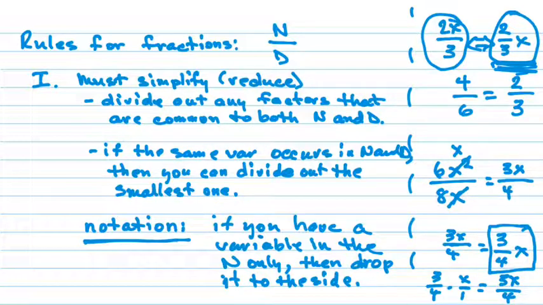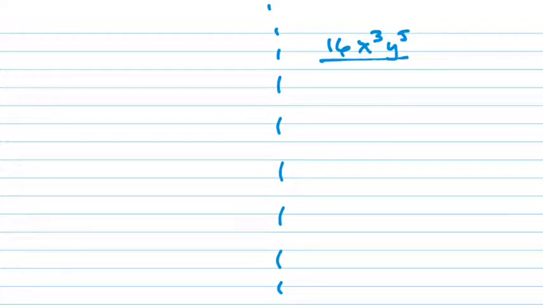Okay? So, let's just do another one where we're dividing out common factors, right? So say we have 16 x to the third, y to the fifth, divided by 8 x, y to the fourth. Doesn't matter how much stuff you have, right? Because you're going to look at each piece individually. Okay? So first, let's do the number.